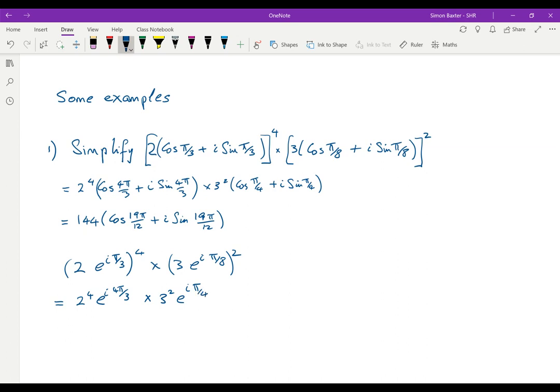E to the I pi by 4. 2 to the 4 times 3 squared is 144. 4 pi by 3 plus pi by 4 is 19 pi by 12.